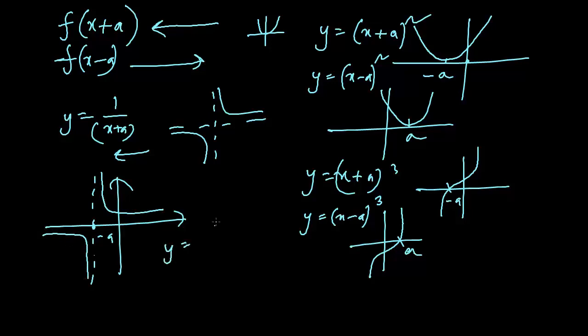And if you have y equals 1 by x minus a, which means a slide towards the right, the vertical asymptote now would move towards the right, and it would be at a here, and you would have a boomerang over here and a boomerang over here. So that's what the slide looks like. Now, we don't have a slide for e to the power x.